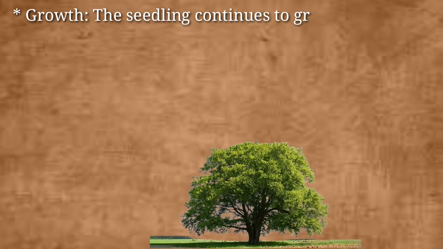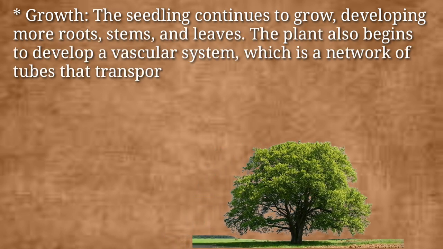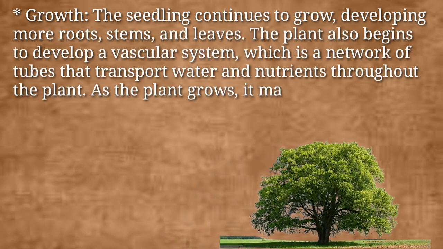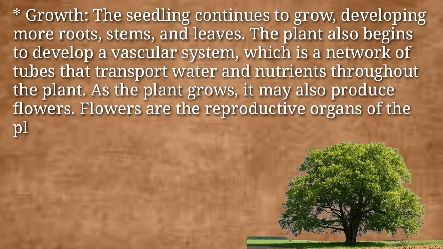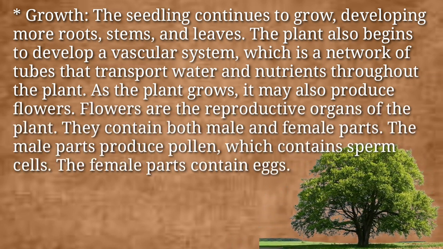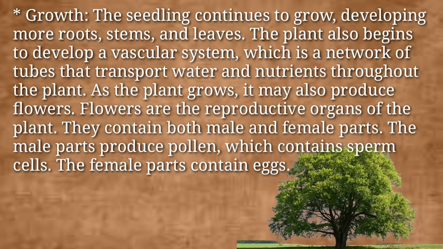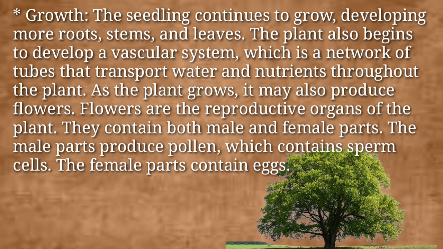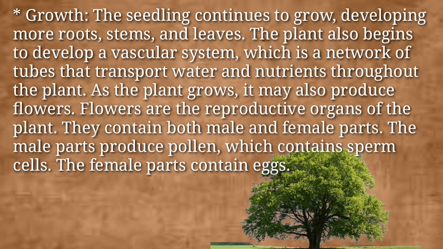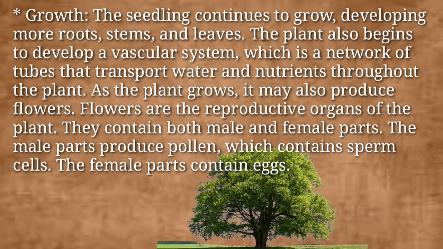4. Growth. The seedling continues to grow, developing more roots, stems, and leaves. The plant also begins to develop a vascular system, which is a network of tubes that transport water and nutrients throughout the plant. As the plant grows, it may also produce flowers. Flowers are the reproductive organs of the plant. They contain both male and female parts. The male parts produce pollen, which contains sperm cells. The female parts contain eggs.